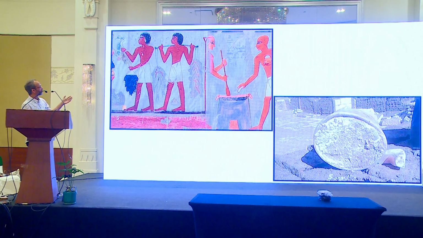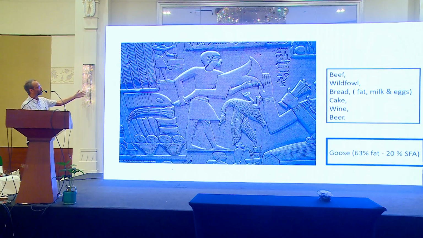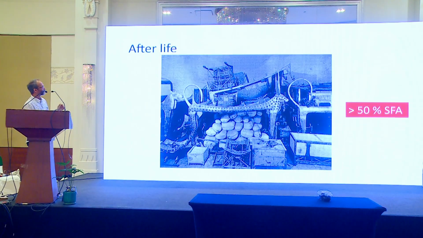Okay, so this is what they were eating. Lots of non-vegetarian items. And look at this leg, so big. These people are eating, and goose was one of their favorite items. The goose was 63% fat, and the majority of it came from saturated fat. And they were all worried about their afterlife. So they wanted their body to be preserved, and they wanted the bodies of the animals, which they thought they will be eating on the way to the god, to be preserved.